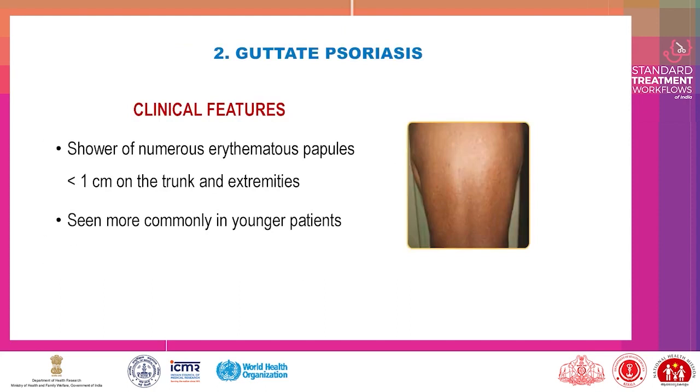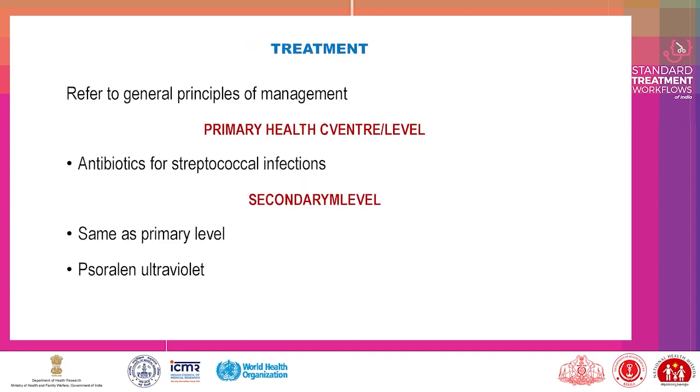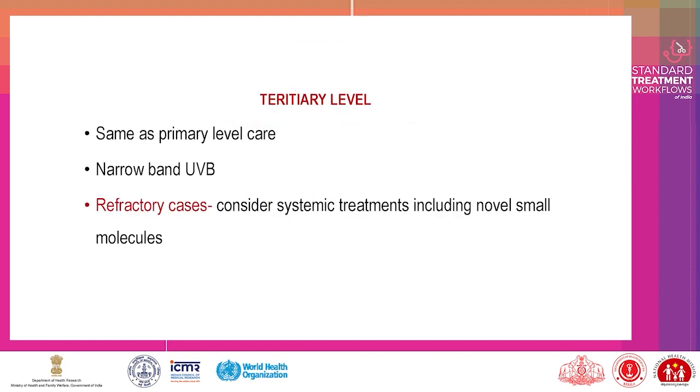Guttate psoriasis. Clinical features: shows numerous erythematous papules less than 1 centimeter on the trunk and extremities, seen more commonly in younger patients. Treatment: refer to general principles of management. Primary health center level, antibiotics for streptococcal infections. Secondary level, same as primary level with psoralen and ultraviolet. Tertiary level, same as primary level care with narrowband UVB. In refractory cases, consider systemic treatments including novel small molecules.